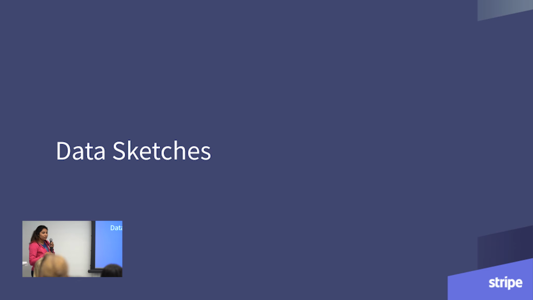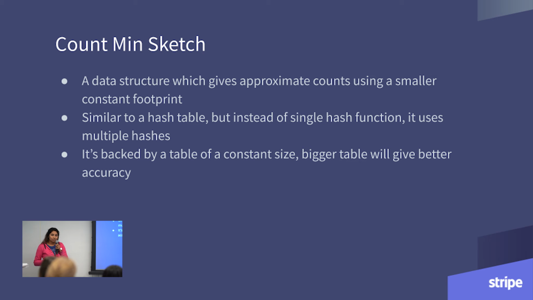We are going to talk about data sketches, specifically about count-min sketch. It is a probabilistic data structure which is backed by a very constant tiny footprint, and which can give you approximate counts of the keys which it has seen. It is backed by a table, and you can choose the dimensions of the table. So if you want better accuracy of the counts, you increase the size of the table it is backed by.